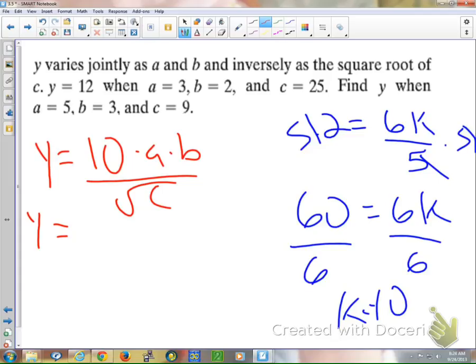So that's Y equals 10 times 5 times 3 over the square root of 9. What is the square root of 9? 3. 3 divided by 3 cancels. So you get Y equals 10 times 5, which is 50.